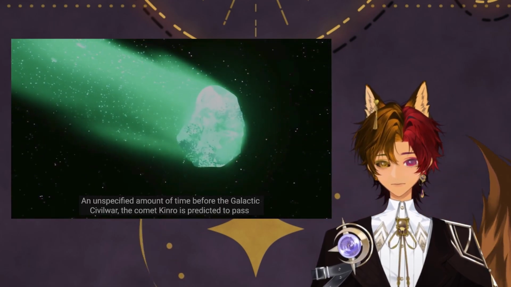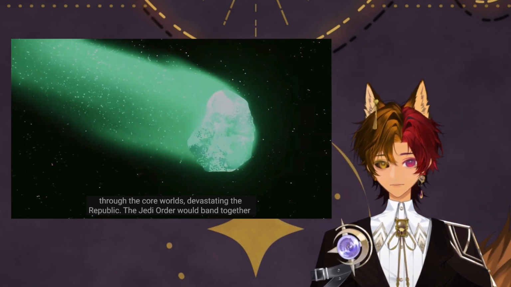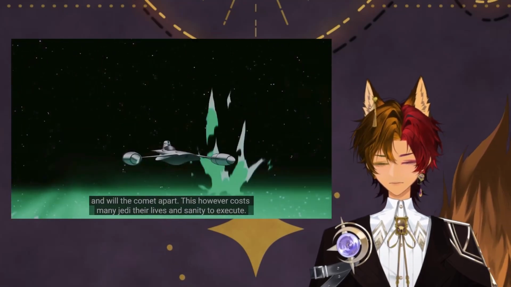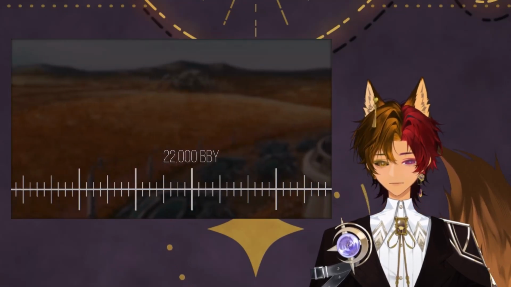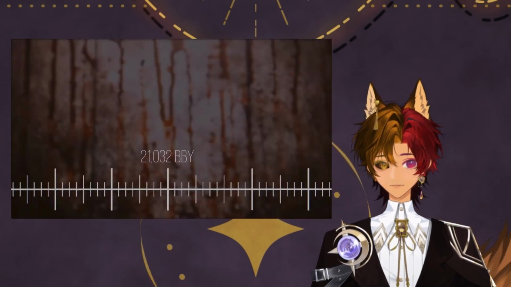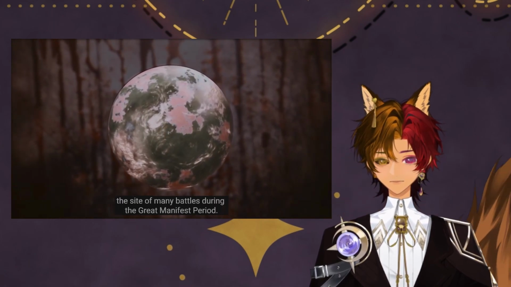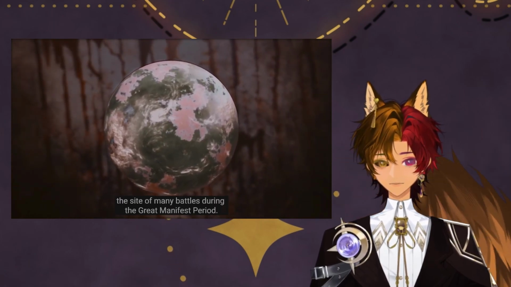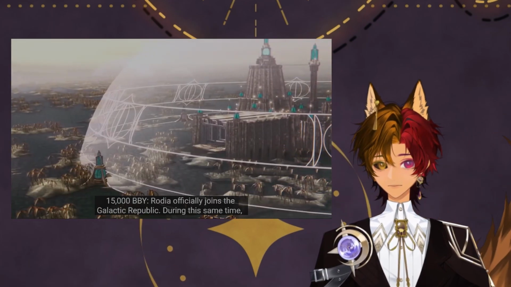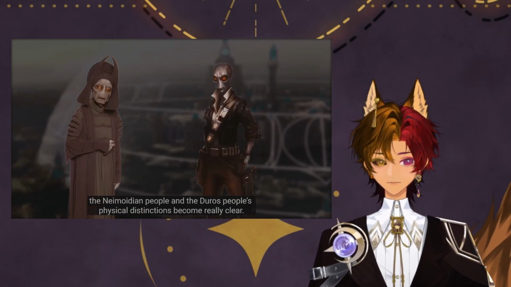An unspecified amount of time before the Galactic Civil War, the comet Kinro is predicted to pass through the core worlds, devastating the Republic. The Jedi Order would band together and will the comet apart. This, however, costs many Jedi their lives and sanity to execute. 22,000 BBY. Neimoidia joins the Galactic Republic as an independent world. 21,032 BBY. The Blood Monarchy is established on Thespius, the site of many battles during the Great Manifest period. 15,000 BBY. Rhodia officially joins the Galactic Republic. During this same time, the Neimoidian people and the Duros people's physical distinctions become really clear.